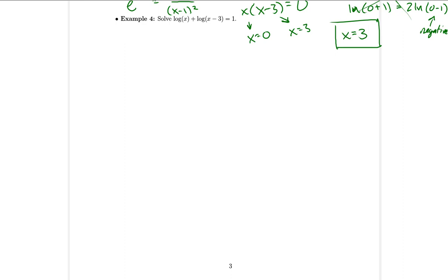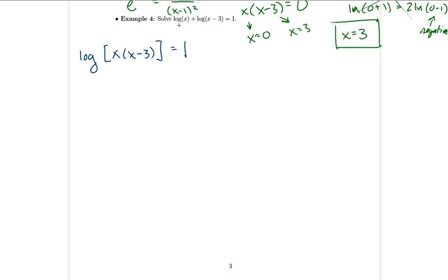All right, welcome back. So here, kind of like on that very first problem, we've got these 2 logarithms added together. So we want it to be a single logarithm. So let's try our property of x times x minus 3, right? Multiplying the 2 things we're taking logs of.